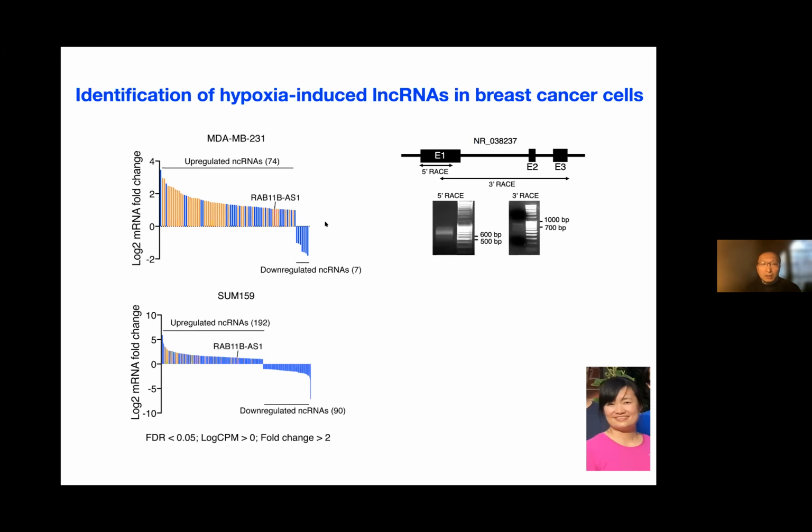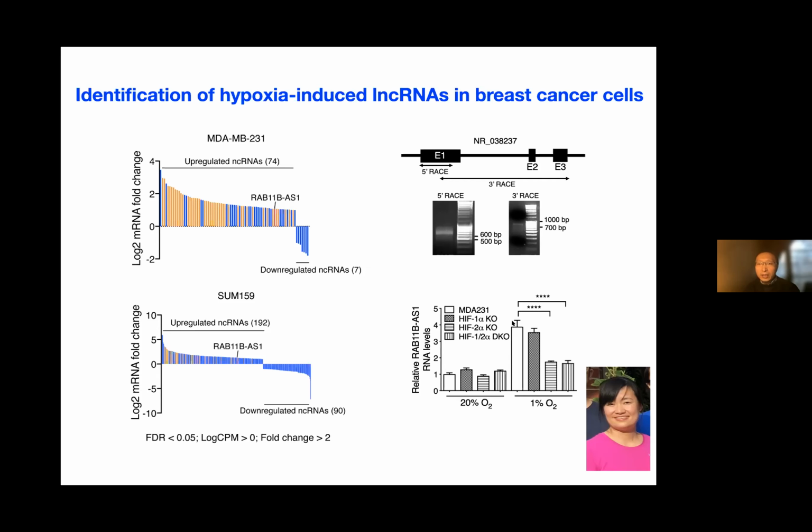So RAB11B-AS1 is an antisense of the RAB11B gene and is located on chromosome 19. We confirmed the RAB11B-AS1 expression in breast cancer cells using a RACE experiment. We further show this non-coding RNA can be induced by hypoxia. Importantly, when we knock out HIF2 alpha, we no longer see the hypoxia induction. In contrast, HIF1 alpha knockout has no effect, suggesting this non-coding RNA is a HIF2 target gene.